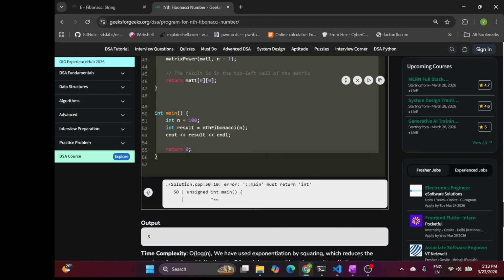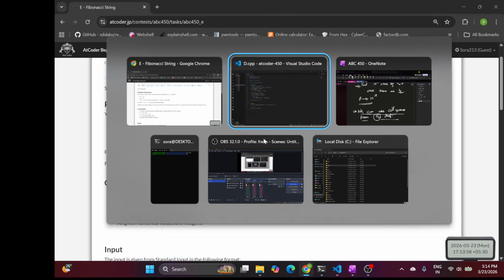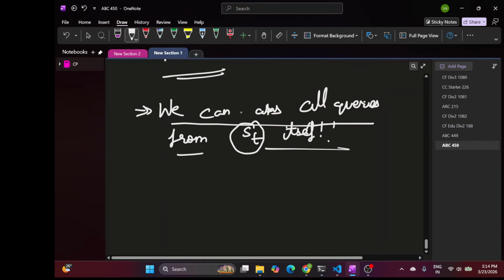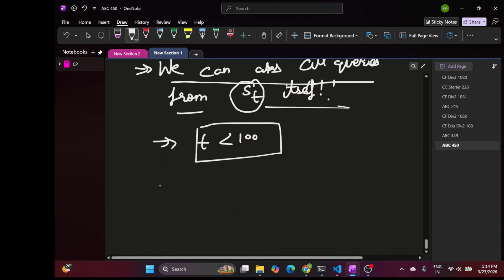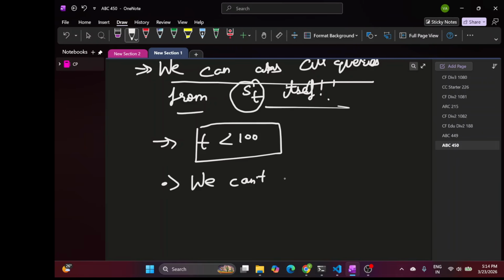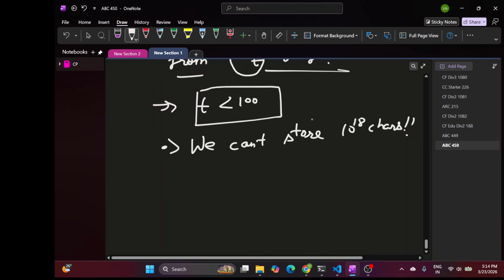But now the thing is it is easier to generate 100 strings compared to 10 to the power 18 strings. So we know that T is less than 100, right? So this does simplify the problem, but the issue is still that we can't store it, right? But we know one thing, right?